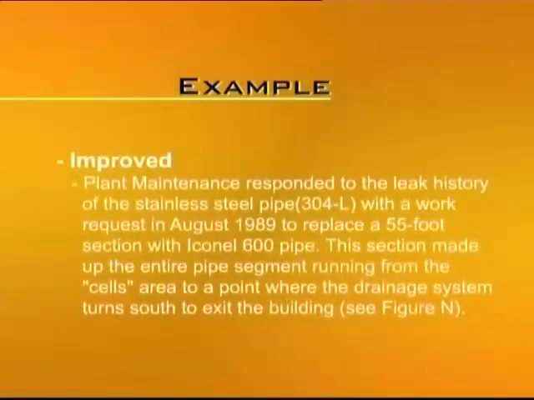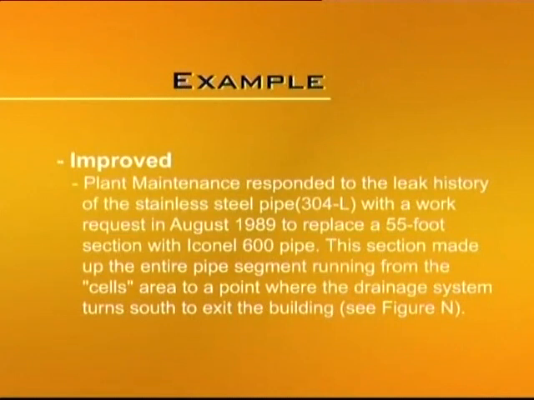Now let's have a look at the improved version. Plant maintenance responded to the leak history of the stainless steel pipe. ब्रैकेट्स में उनने पाइप का नंबर दिया है 304L, with a work request in August 1989 to replace a 55-foot section with Iconel 600 pipe. Full stop. Next sentence starts with, this section made up of the entire pipe segment running from the cells area to a point where the drainage system turns south to exit the building.